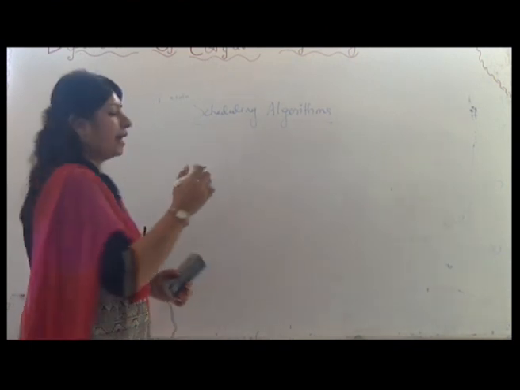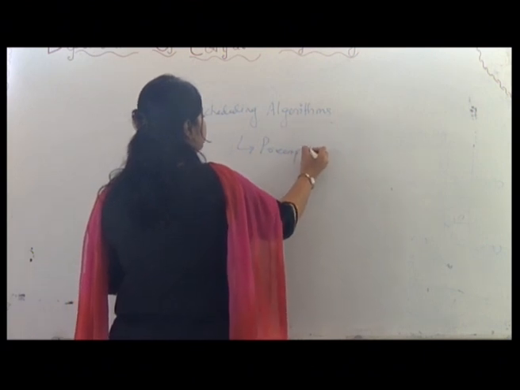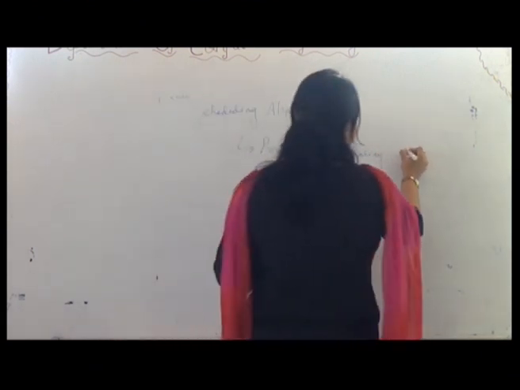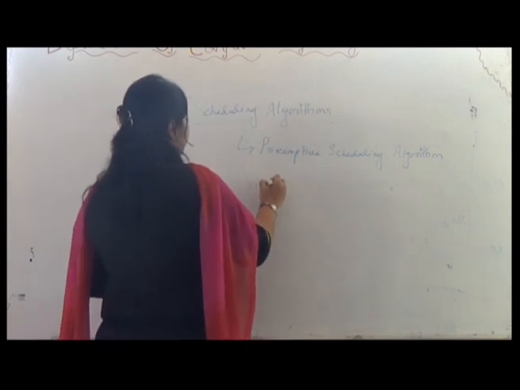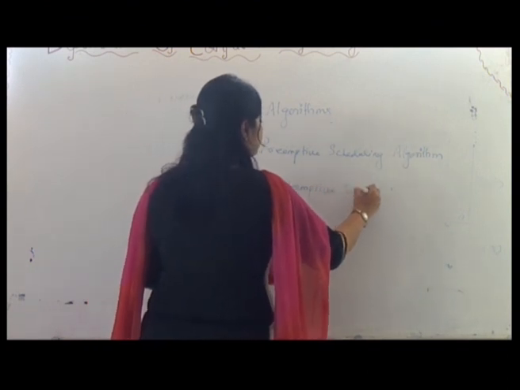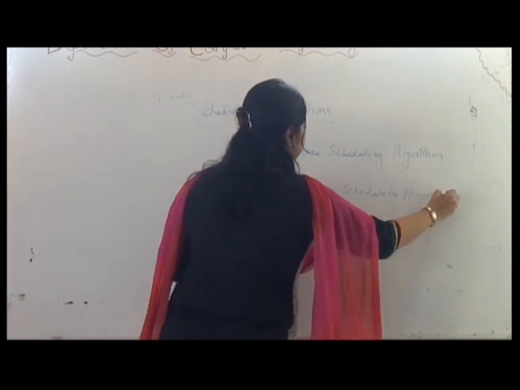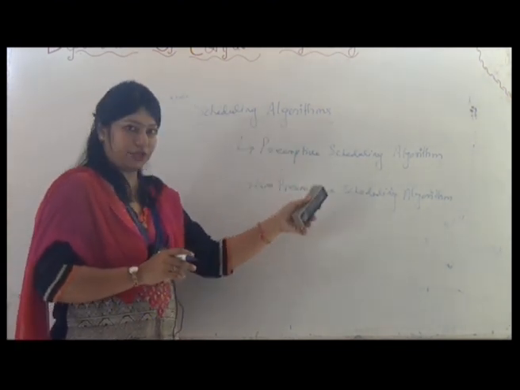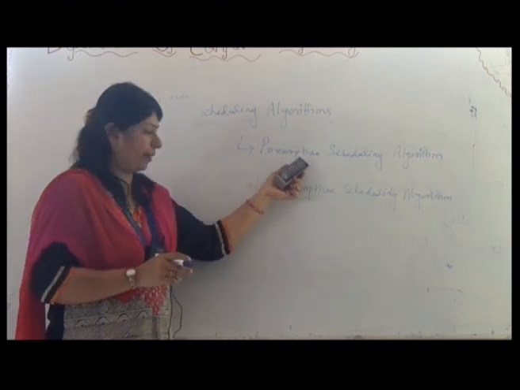The scheduling algorithms are categorized into two categories: preemptive scheduling algorithm and non-preemptive scheduling algorithm. Preemptive scheduling algorithm means a process, when it is getting executed, can be preempted in the midwhile of its execution depending upon the requirement.